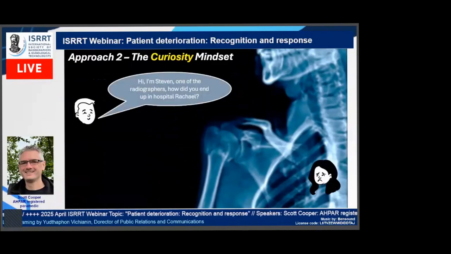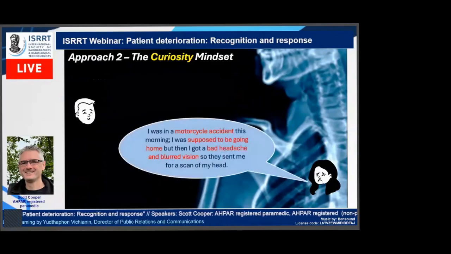Now, if we flip that around and look at a curiosity mindset, in this case, Stephen has asked how she ended up in hospital once he noticed her rubbing her chest and looking like she was in pain. She explains that she was in a motorcycle accident this morning, was supposed to be going home, but then she got a bad headache and blurred vision, so they sent her for a scan of her head. And I've highlighted there the areas that are red flags. So we know they've got trauma, they were supposed to be going home, but now they've got a bad headache and blurred vision.